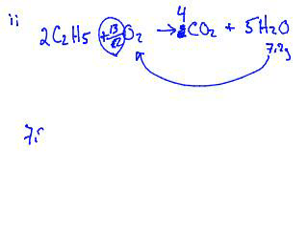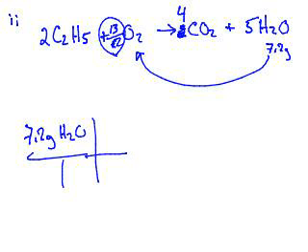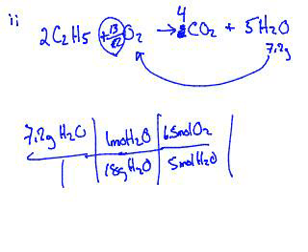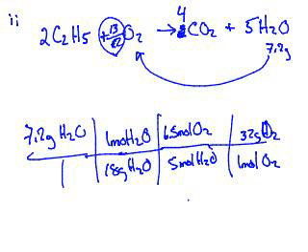So I'm going to take 7.2 grams of H2O, and I can say 18 grams of H2O to 1 mole of H2O. And I'm going to say 6.5 moles of O2 to 5 moles of water, and then 32 grams of O2 for every 1 mole of O2. And this comes out to be 16.6 grams of O2.